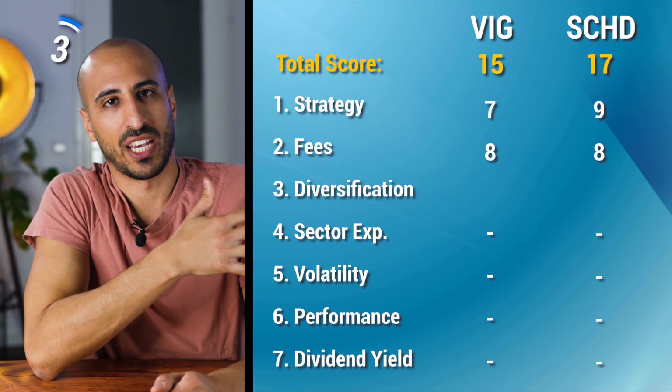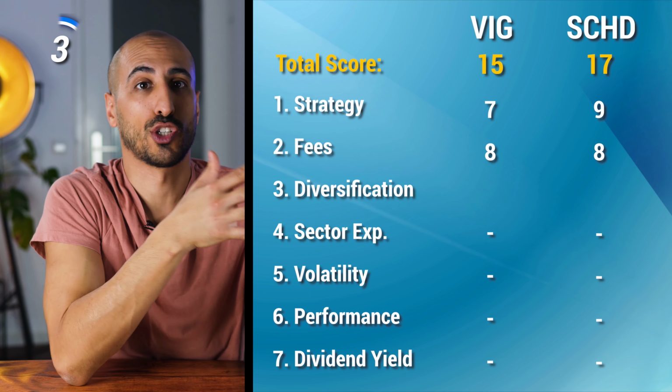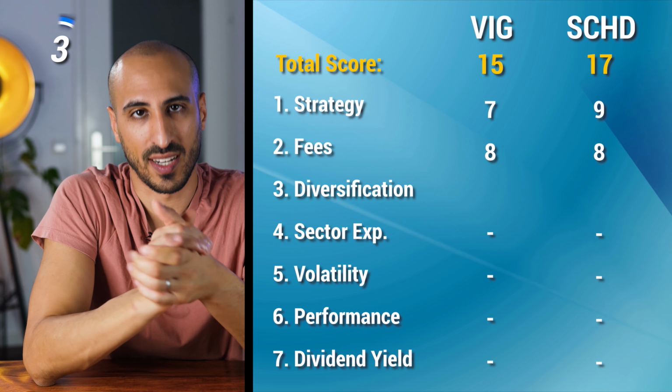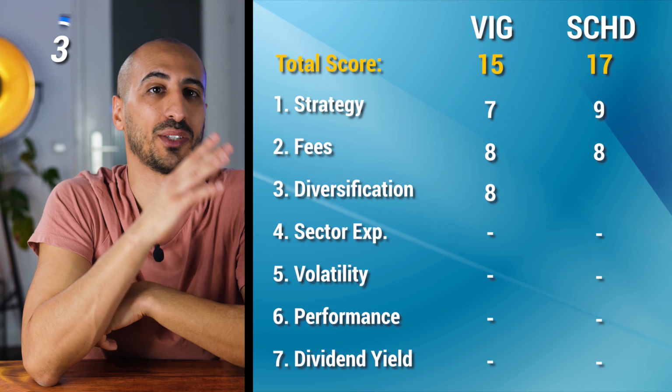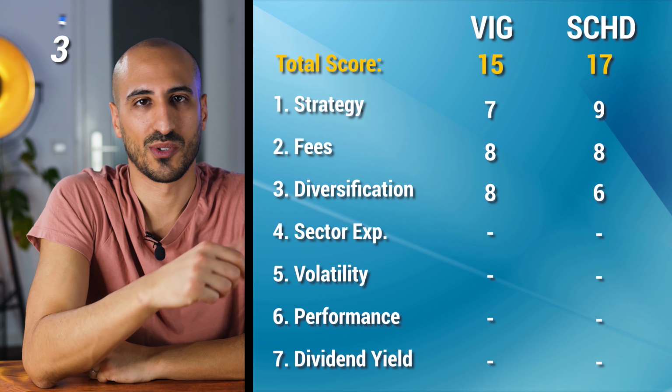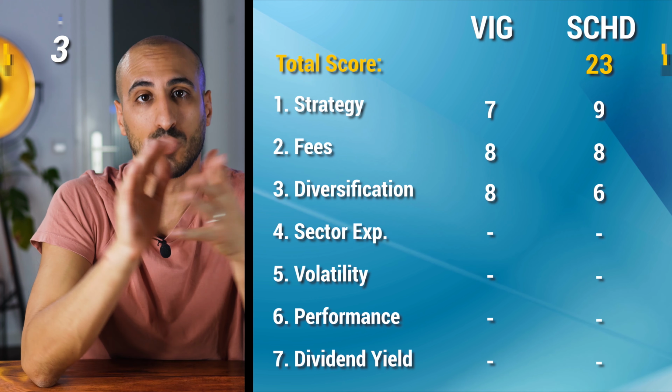Considering the higher diversification of VIG, the lower concentration on the top 10 holdings, and also the higher assets under management, I'm going to give here 8 points to VIG and 6 to SCHD. So now VIG and SCHD are both at 23 points.